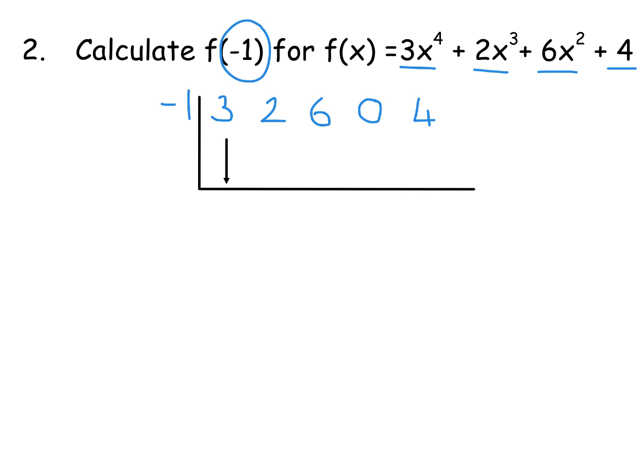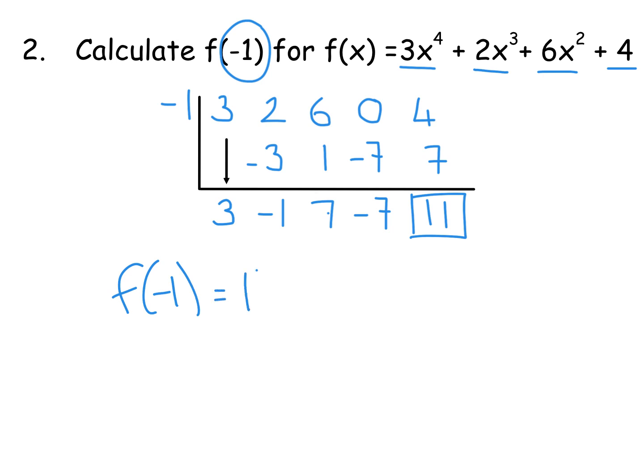So step 1, bring the 3 down. So we've got 3. We multiply by -1, making it -3. You add these two rows together, so 2 take away 3 is -1. You multiply that by -1, turning it into +1. 6 add 1 is 7. You multiply it by -1, makes it -7. You add them together, it's -7. You multiply that by -1. -1 times -7 is just +7 again. And then 4 add 7 is 11. So this is our answer that we come out with. So f of -1 equals 11.